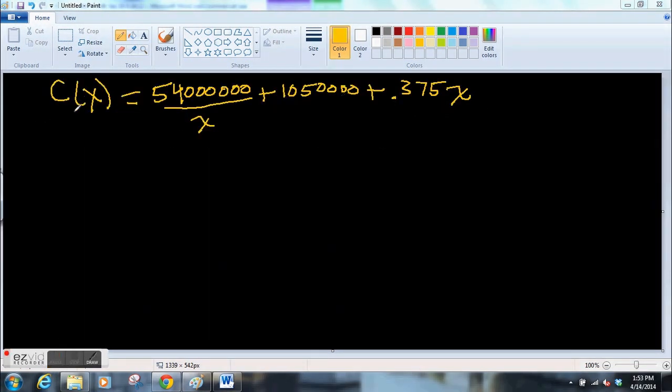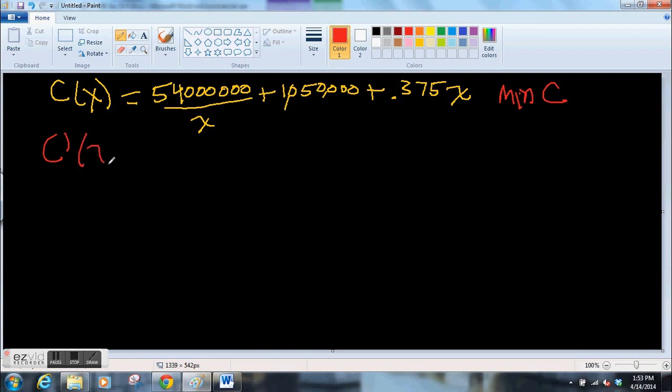So we have the total cost of production is 54 million divided by x plus 1,050,000 plus 0.375x. So that's the total cost of production plus the total cost of storage. And we want to find the x that minimizes the cost, right? We want to find the minimum cost. So we're going to do this just like we did our other minimization problems from section 10.1.